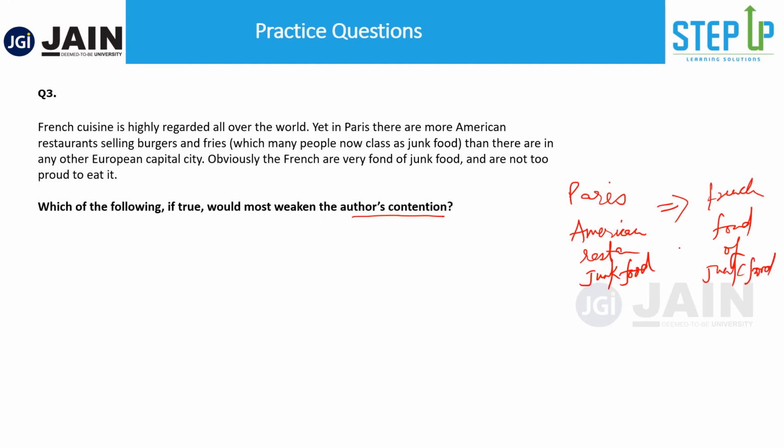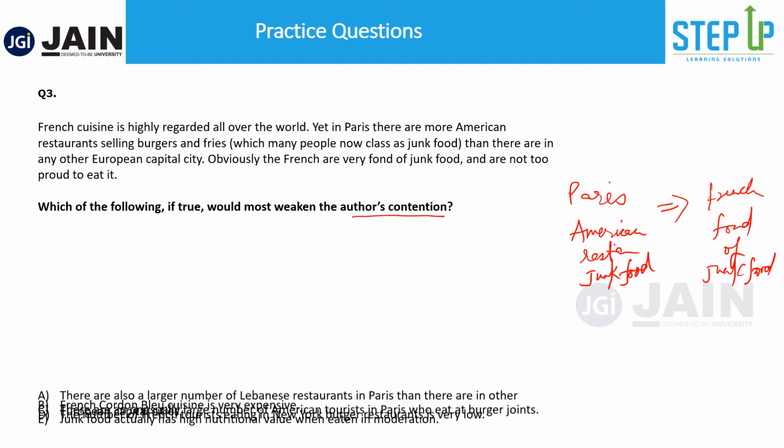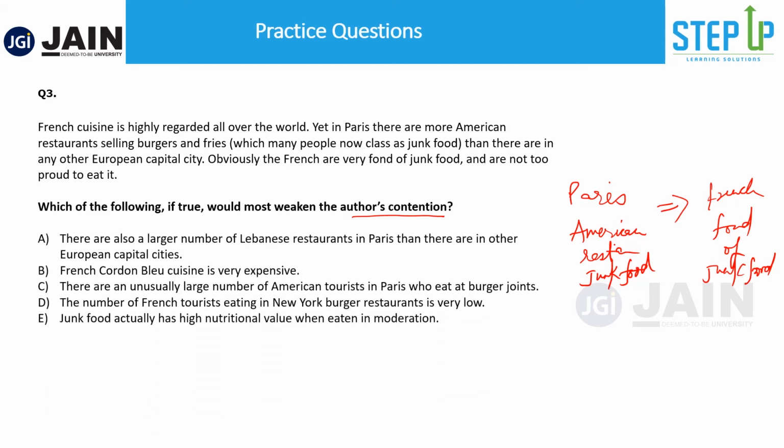To weaken the author's contention, somewhere if you can prove that, hey, the French are not fond of junk food, we should be able to get to our answer, right? Either we can say that, hey, this data is incorrect, or something to that effect. So the first option says there are also a large number of Lebanese restaurants in Paris than there are in any European capital city. From here you can say that they like Lebanese food also, but you cannot say that they don't like junk food, right? So therefore this does not weaken the author's argument.